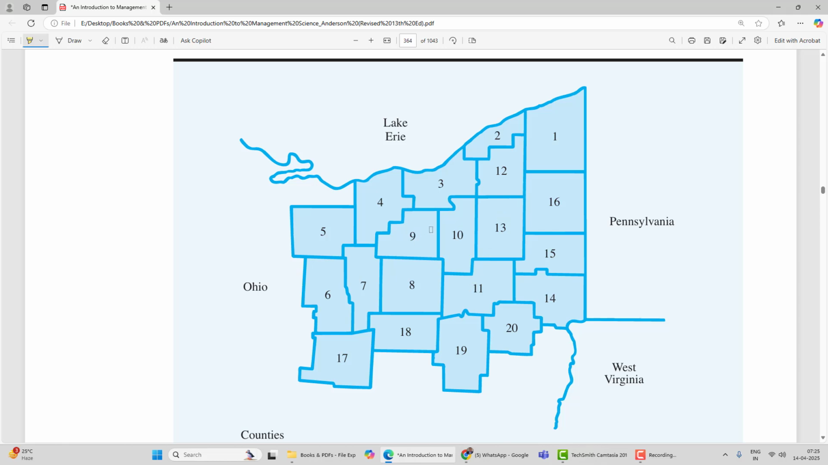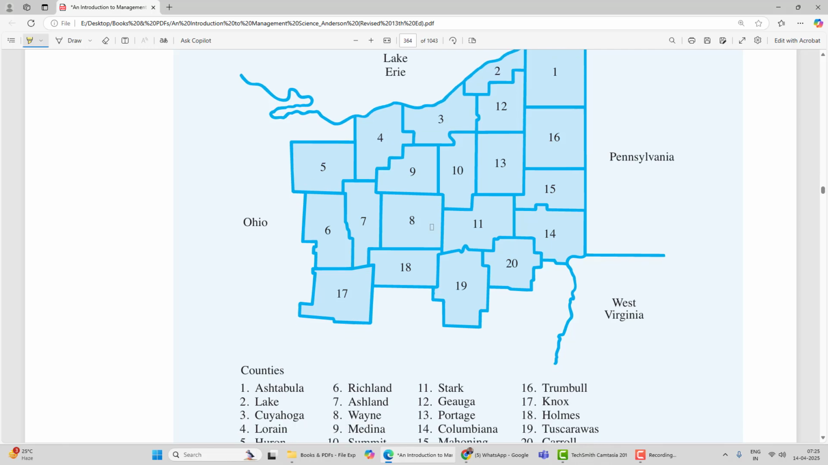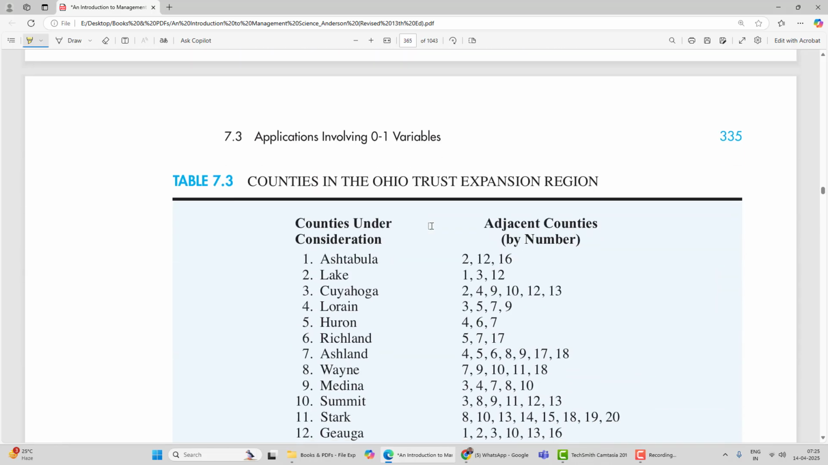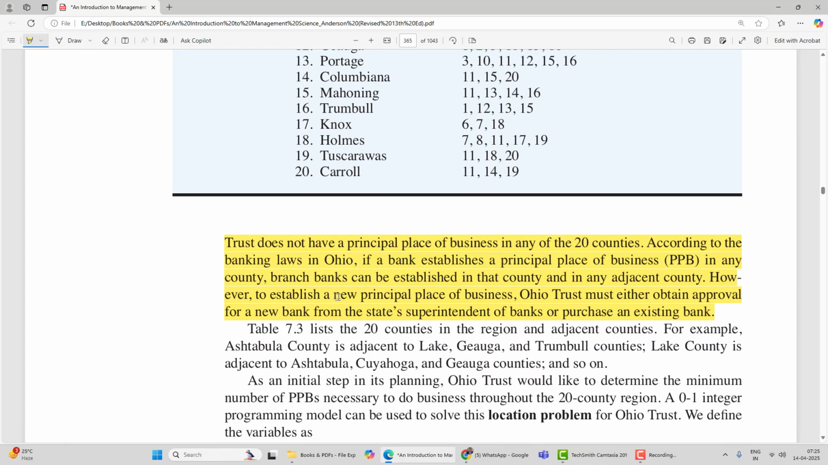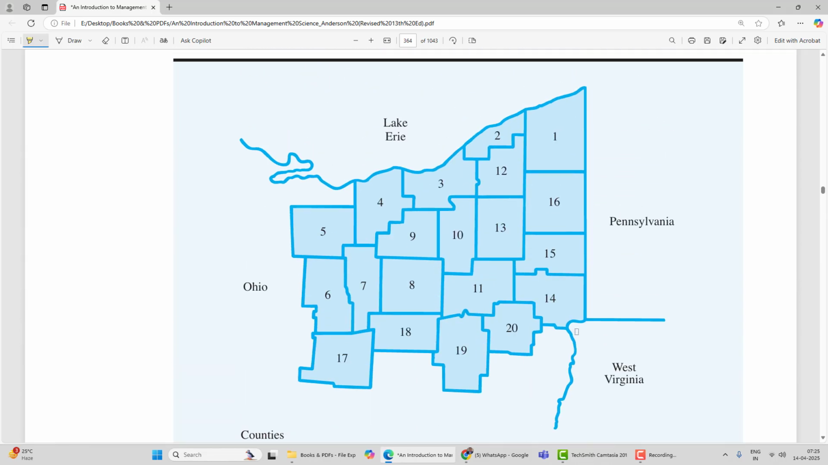And a PPB is basically a costly and lengthy investment, because you need to either buy an existing branch, or you have to apply for approval, and it is a costly and lengthy affair. So the overall objective is to minimize the required PPBs, and also you need to do business in all the counties. So this is how this particular problem is set up, and we are going to use binary variables 0 1 for solving this problem.